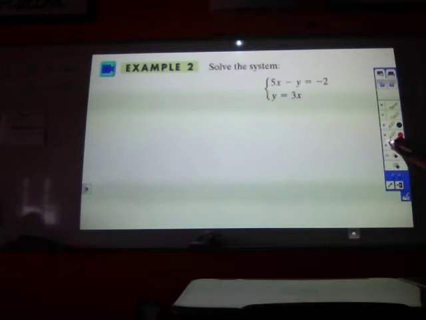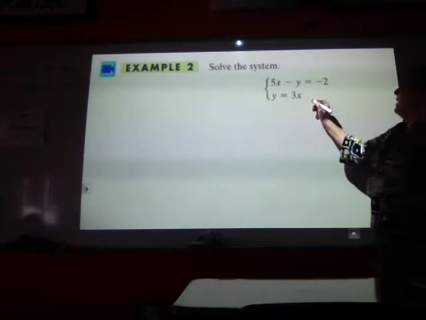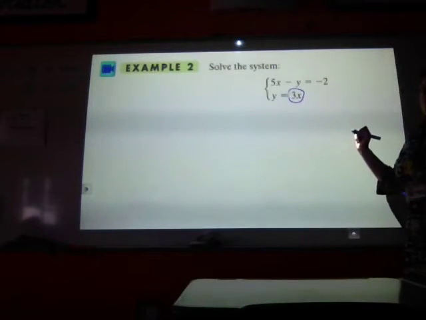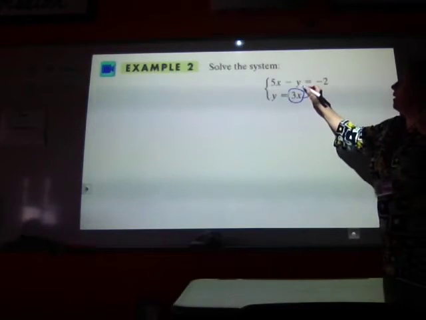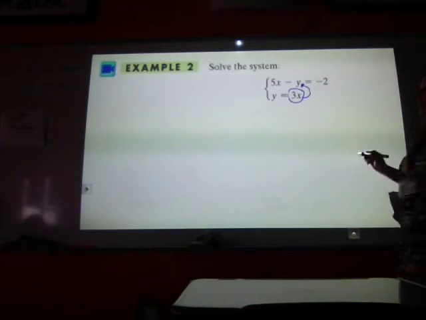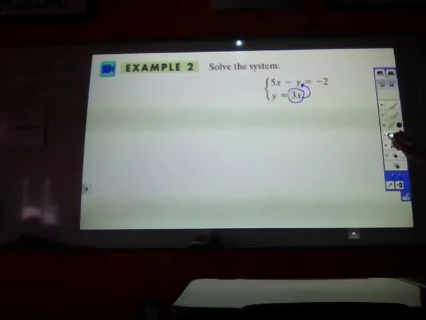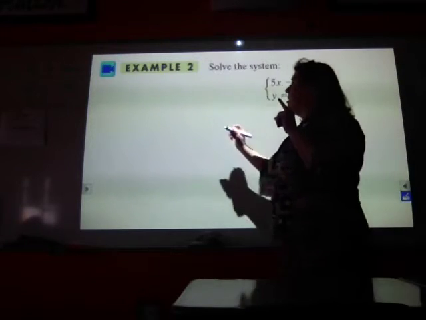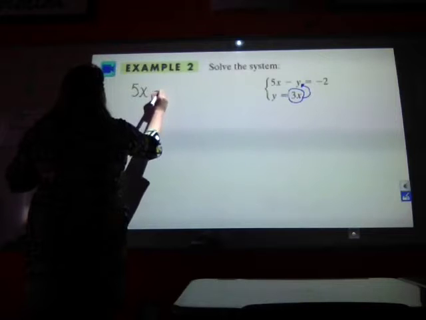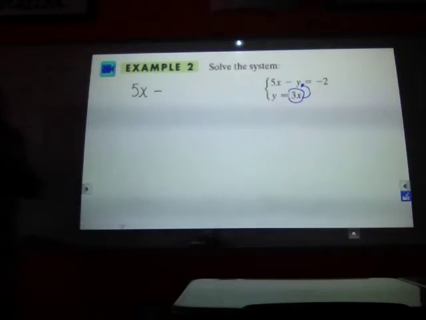Alright. So, I'm going to take my y equals 3x, and where am I going to put that? For y, because that's what y is solved for. Now, we have to be careful here, because what is in front of that y? A negative or a minus.